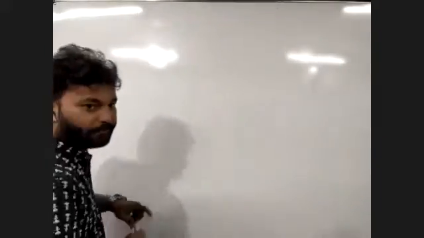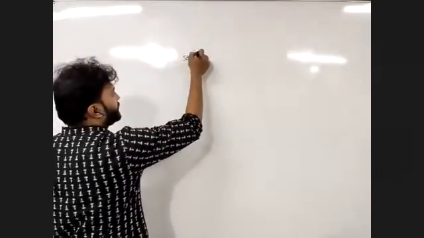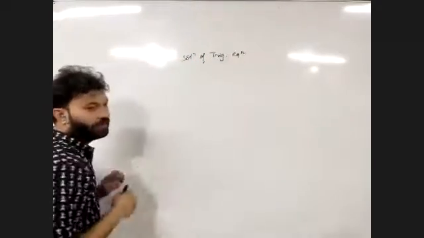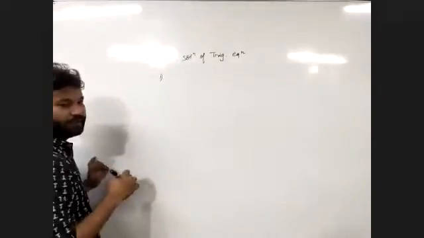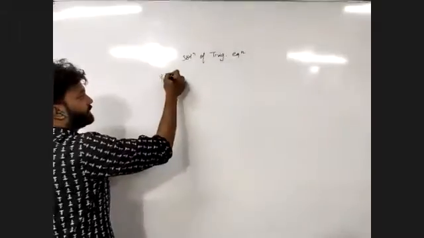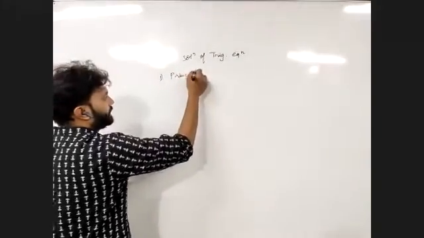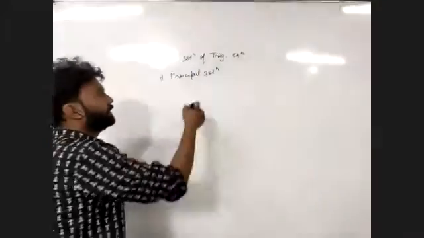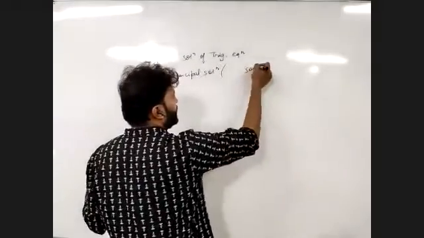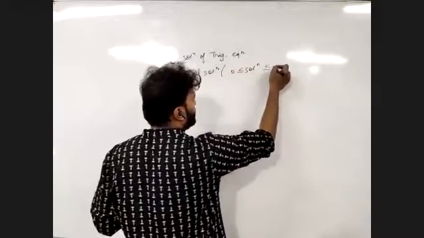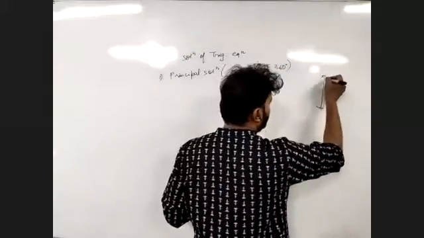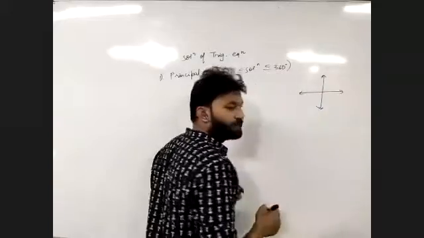This is a very simple concept. The topic is solution of trigonometrical equations. There are only two types of solutions. We'll first discuss the first one, the principal solution. What is meant by principal solution? The solution which lies between 0 to 360 degrees, that means the solution which belongs to the first cycle of the quadrant concept.